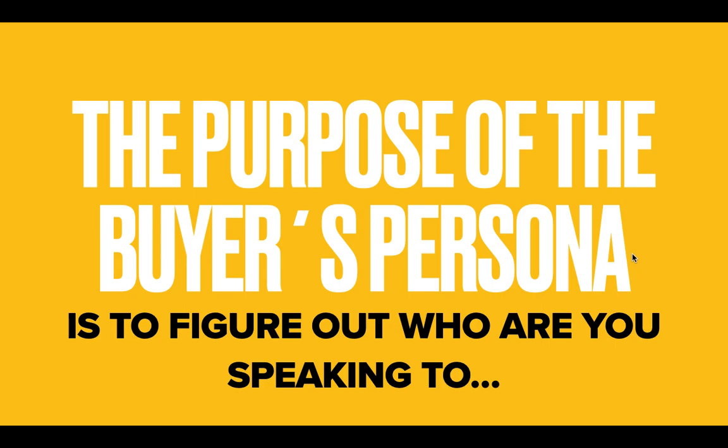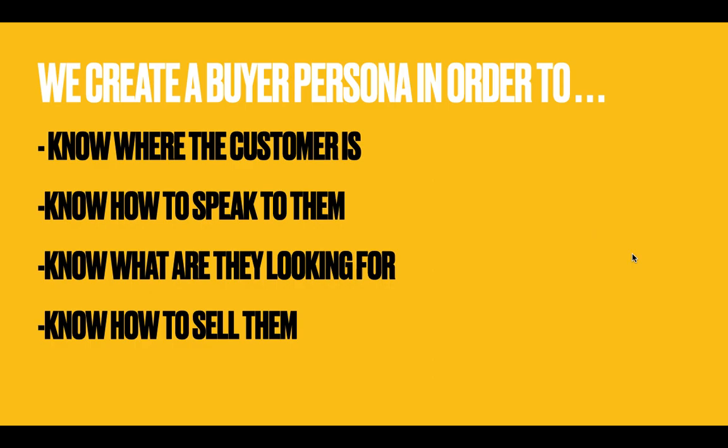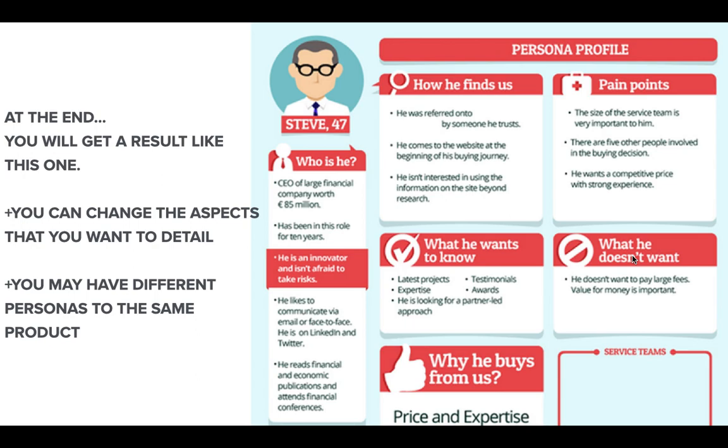Okay, now the purpose of the buyer persona is to figure out who you are speaking to, who is buying the product, and the main purpose is to know where the customer is, know how to speak to them, know what they are looking for, and know how to sell to them. Okay, now at the end of the day, probably you will get a result like this. This is a buyer persona profile. Actually, you can change some of the aspects. Sometimes you don't need, like, why he buys from us, because it's the first time he's buying, so you don't need this one. These are the general aspects; they may change depending on the service or the product, okay? And you may have different buyer personas for the same product.